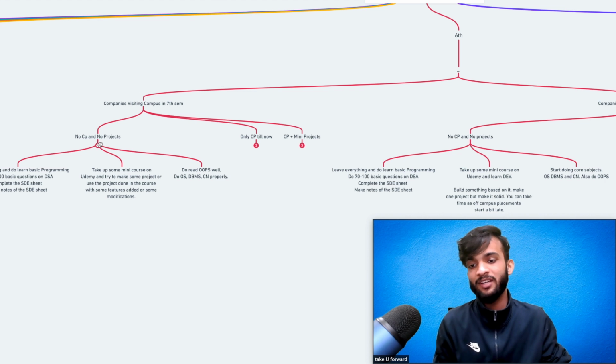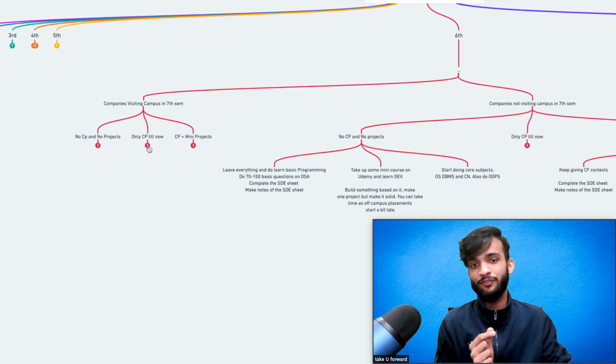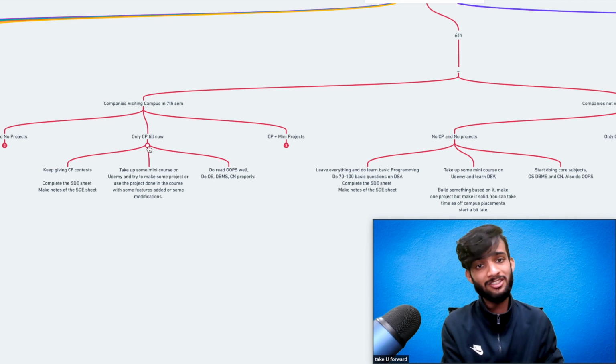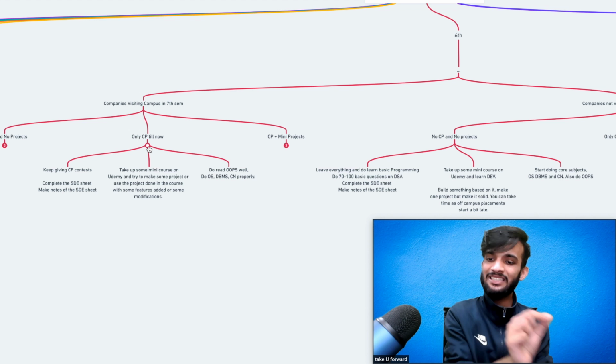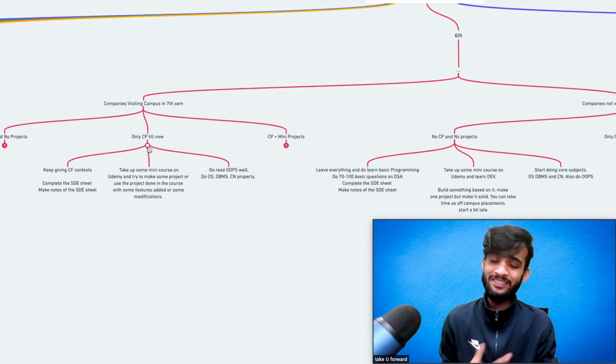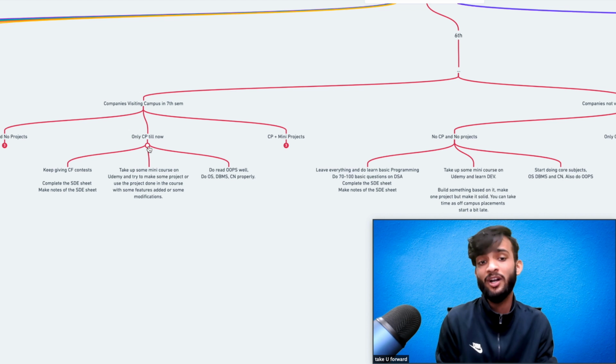Now, what if you have done only CP till now? If you have done CP till now, what you need to do is keep participating in contests and start doing the SD sheet. Yes. Since you have done only CP till now, it's assured that you would not have prepared any projects.